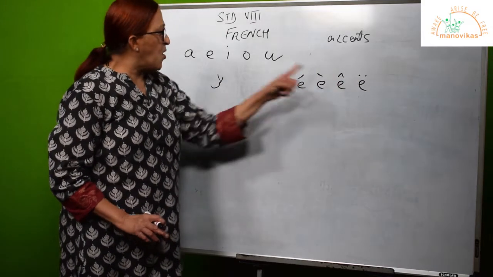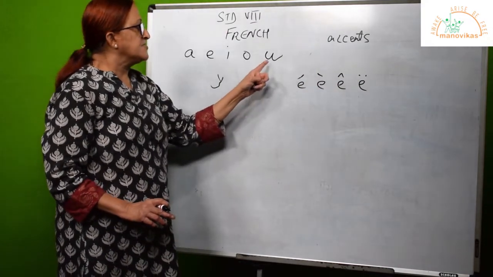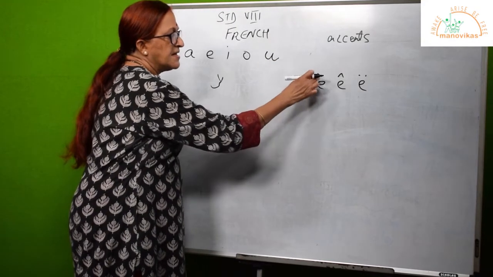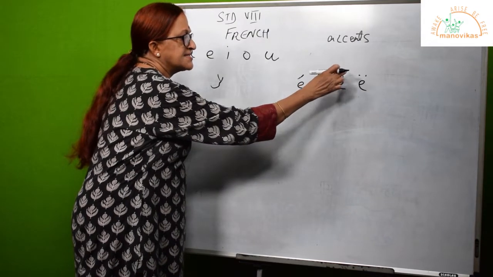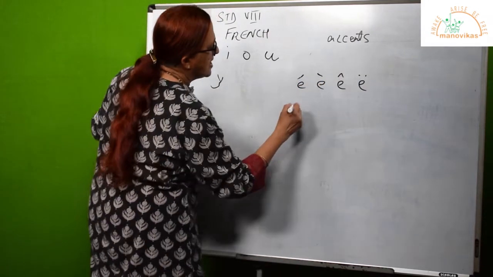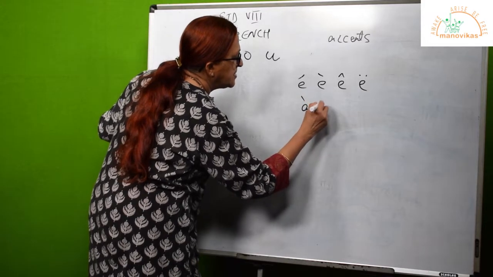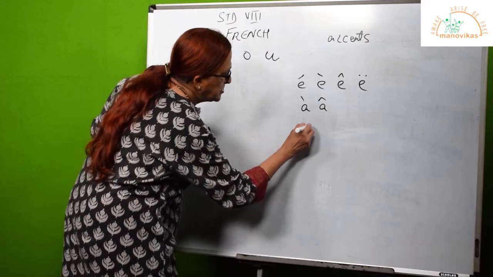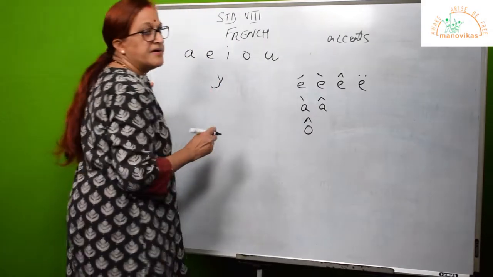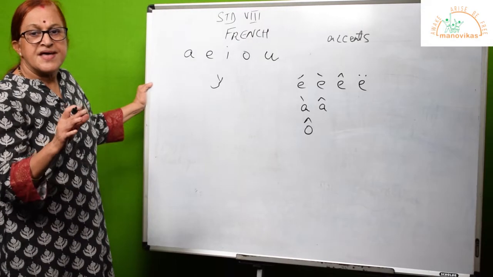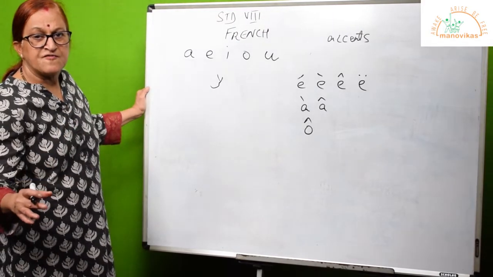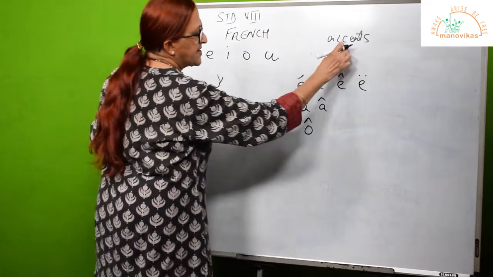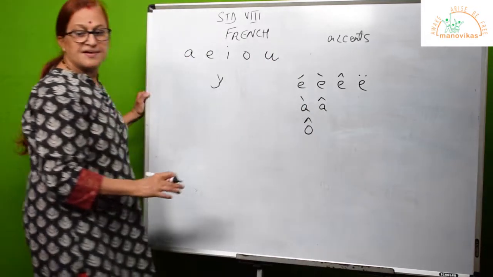So, similarly, on most of the vowels, there are these accents. For example, the aigu accent, the grave accent, the circonflexe accent, and the tréma accent. On A also, they can be like this. On O also, they will be like this. So, you will learn them as we proceed with the spellings of words. So, now you know that these are the vowels and these types of accents exist in French.